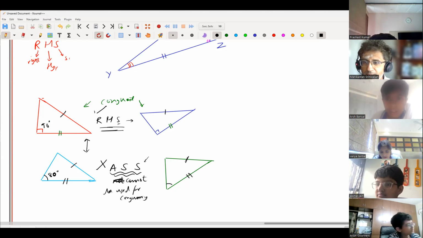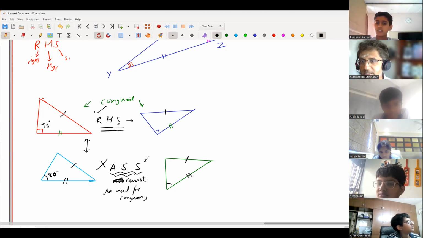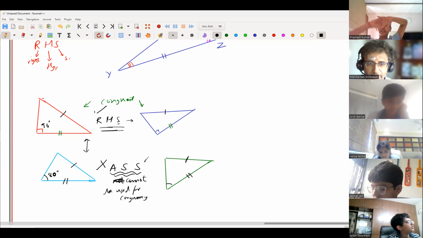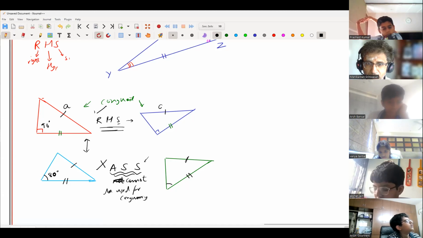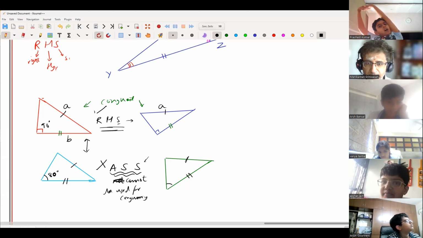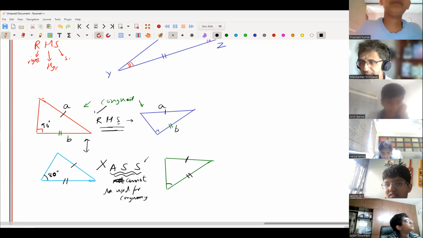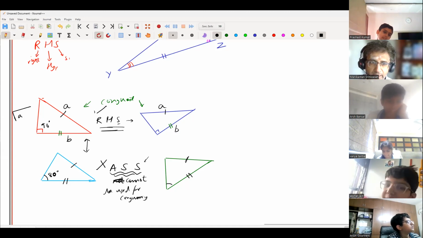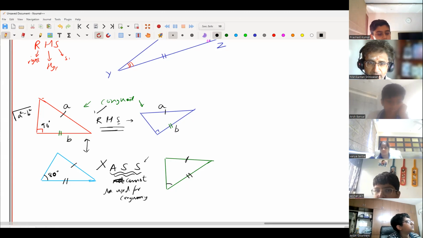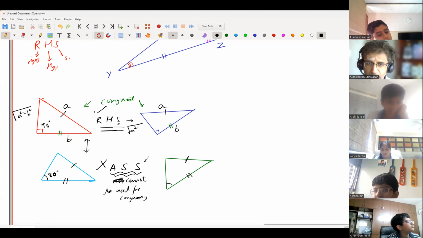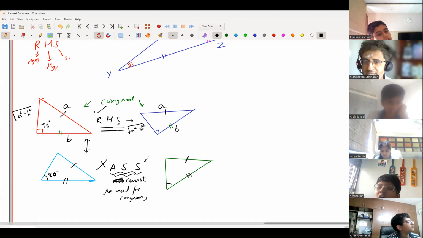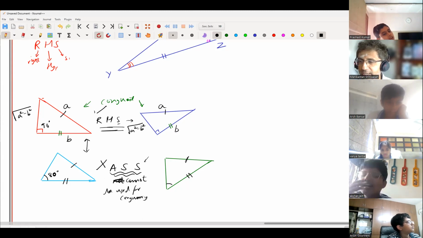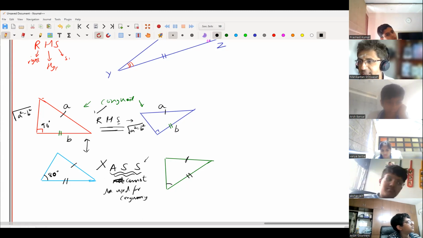Prashant, your hand was up for some time. Is that also what you wanted to say? By Pythagoras. Okay, first let me just complete what Arsh said. So Arsh says, let's say this is given to be some side length A, then this is also A. Then if this is given to be equal to B, this is also given to be equal to B in measurements. Then automatically I'm inferring that this is square root of A square minus B square, and this is also square root of A square minus B square. Now, the three sides in one triangle match the three sides in the other triangle. Therefore, by SSS, I can say these two are congruent.